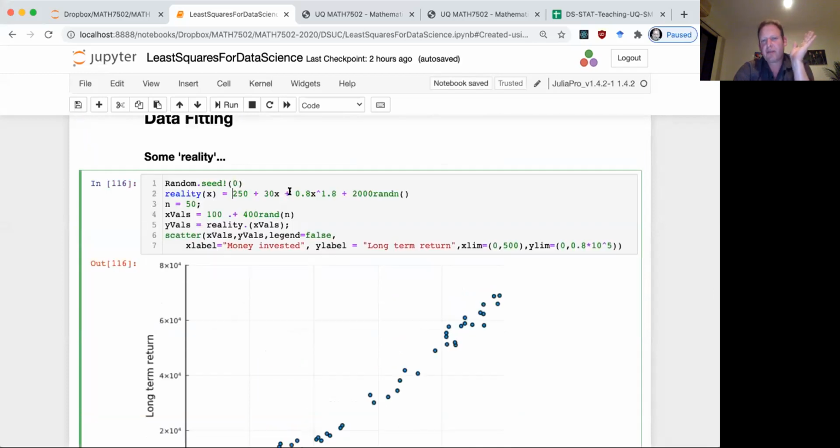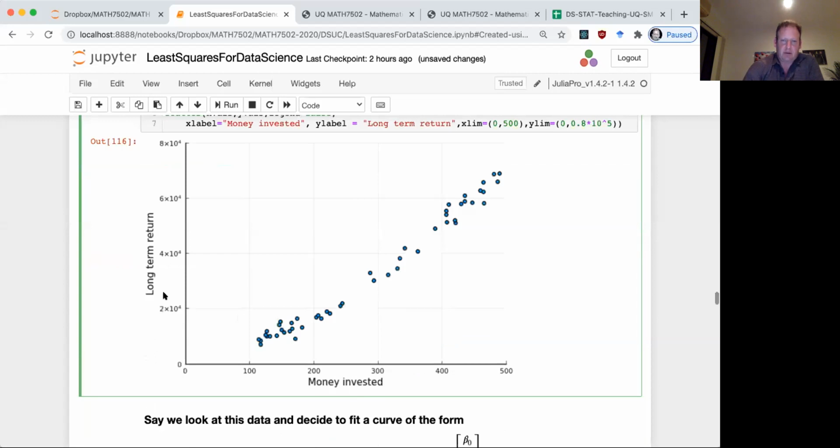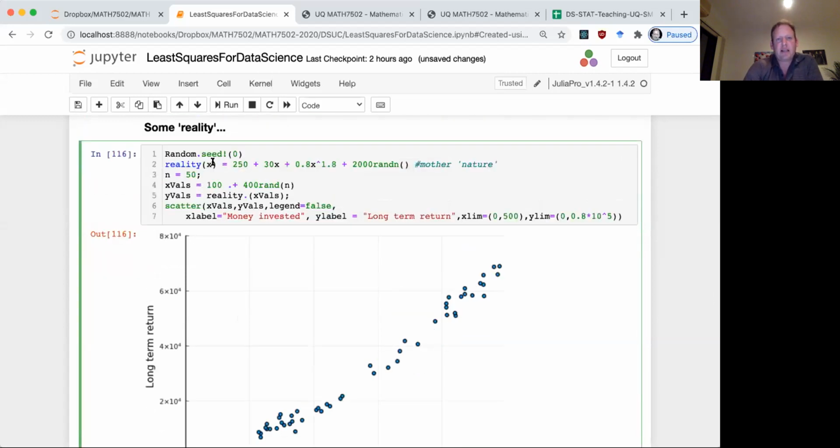Of course, we don't know this, but that's kind of how, let's say, nature put this. We assume that there's something in nature that we don't really know when we're learning about it. This is Mother Nature, I mean, the nature of business. This is a business context: money invested, long-term return. So we think that if the money invested is X, you add 250 plus 30X, that's a linear term.